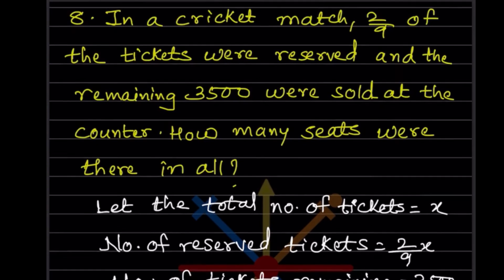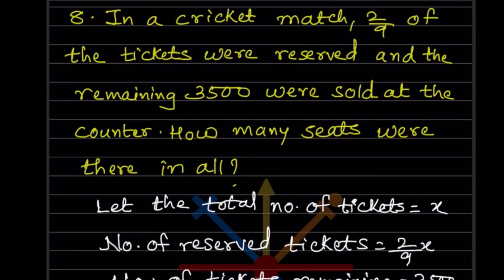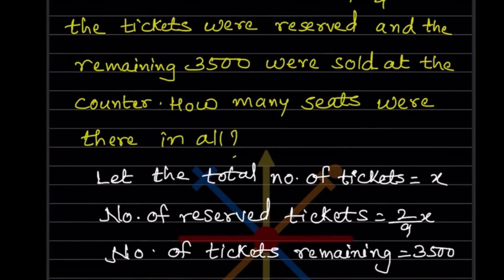In a cricket match, 2 by 9 of the tickets were reserved and the remaining 3,500 were sold at the counter. How many seats were there in all? So let the total number of tickets be X, because we don't know how many there are, that is the total number. So the number of reserved tickets, 2 by 9 of the tickets, with the total considered as X, means 2 by 9 of X, that is 2 by 9X. And they said the number of tickets remaining is 3,500.